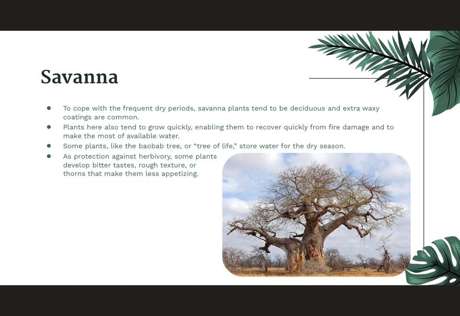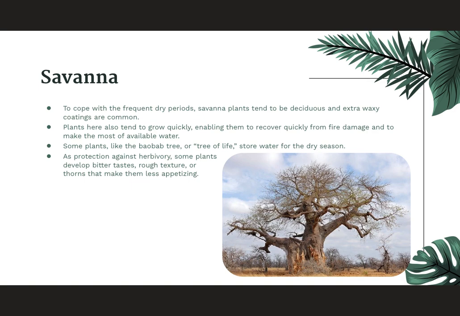As we previously mentioned, savannas often go through periods of prolonged drought, meaning there's not much water. So to cope with this, savanna plants tend to be deciduous and have an extra waxy coating. The waxy coating helps maintain water levels. In other words, water does not evaporate out of the plant as quickly, and it helps it conserve water. Plants here also tend to grow quickly, enabling them to recover quickly from fire damage and to make the most of the available water. So again, recovering quickly from fire is pretty self-explanatory. And then to make use of available water, you want to do the most growing when there is water available during the wet season.